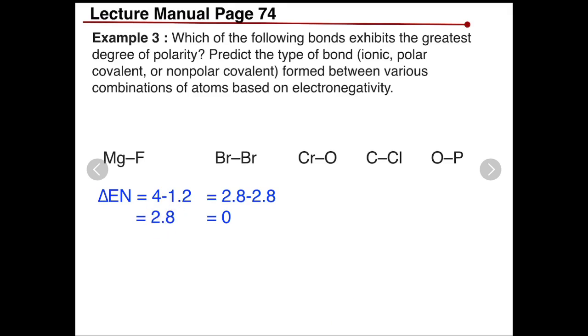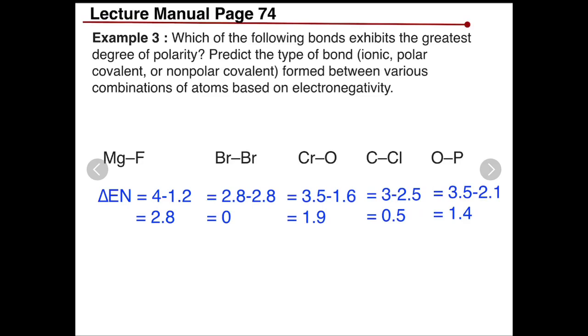Okay, so I want you to keep doing this for bromine, chromium and oxygen, carbon and chlorine, and oxygen and phosphorus. So let's do those. I got the delta EN for bromine equal to 0. Chromium and oxygen, I got 1.9. Carbon and chlorine, I got 0.5, and then oxygen and phosphorus, I got 1.4. So these are the differences in EN value.